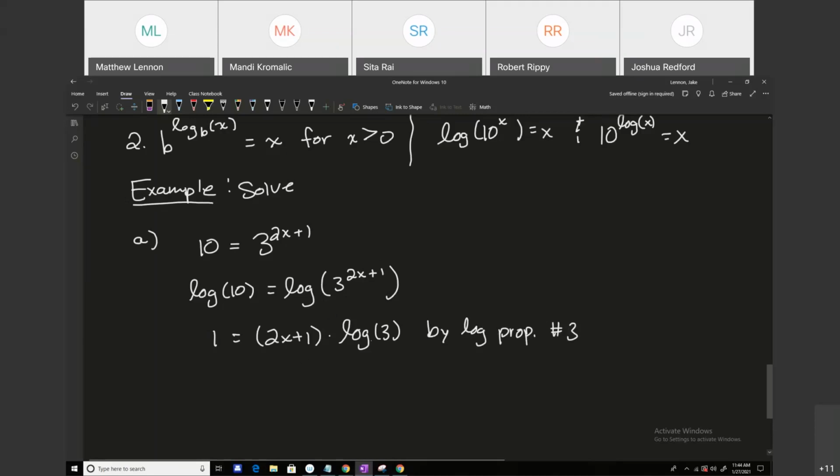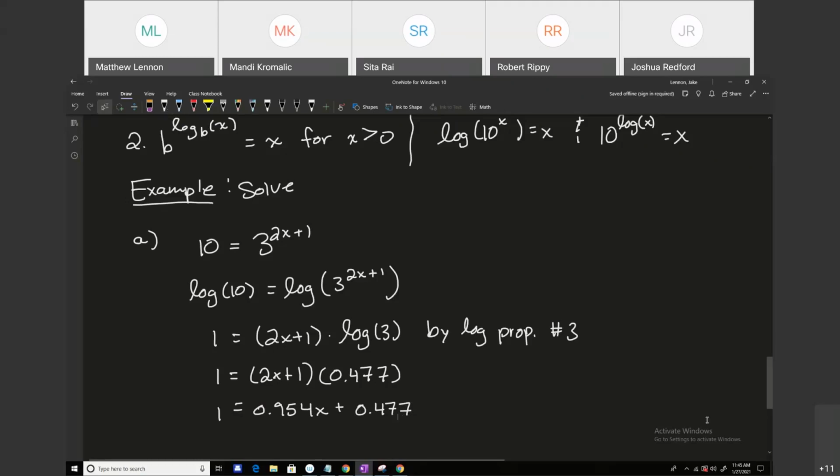And then you can go ahead and just put the log of 3 in your calculator. And that comes out to, I rounded to 3 spots, 0.477. And then you can use the distributive law and solve. So if you multiply 2 by 0.477, you get 0.954x plus 0.477.